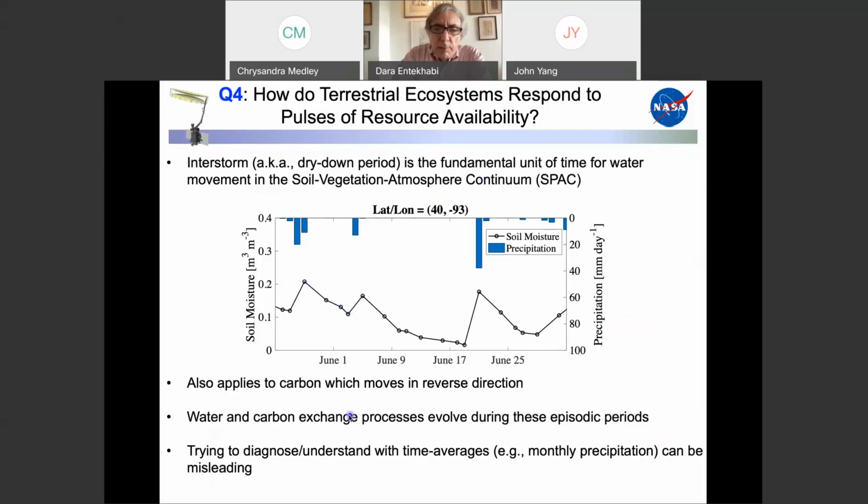And the basic point is that the water exchange, due to these pulses of water resource availability, is very much dominated by when you are and where you are in this dry down. And it works in the reverse direction as well. The carbon flux is going to be affected by the intermittency of rainfall. Therefore, trying to understand the water balance or the carbon balance, namely the carbon balance, based upon time averages like monthly precipitation, is going to miss all this dynamics.